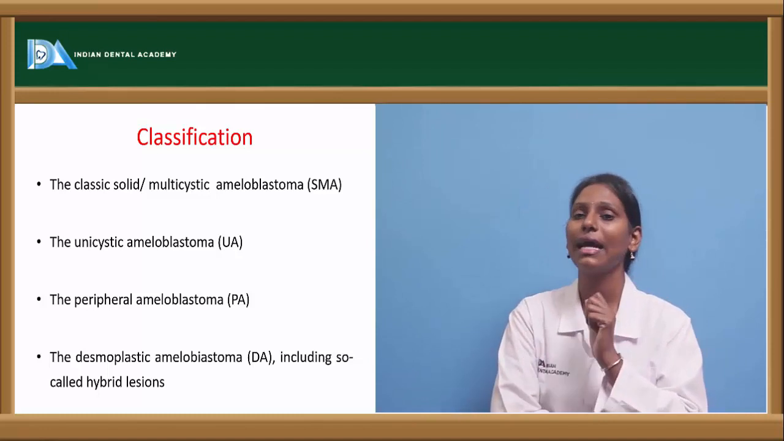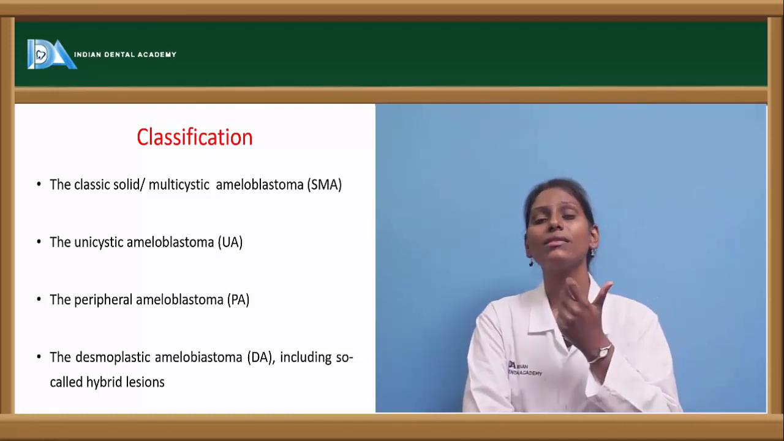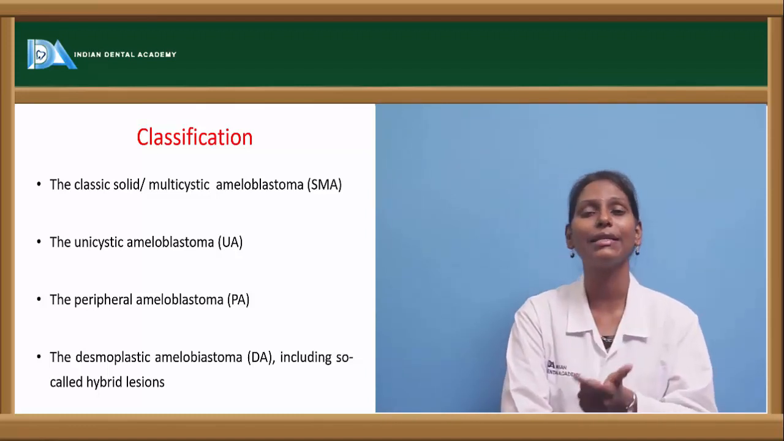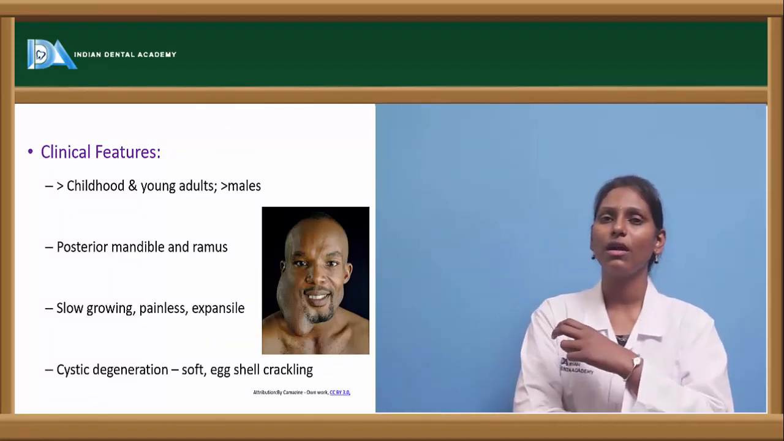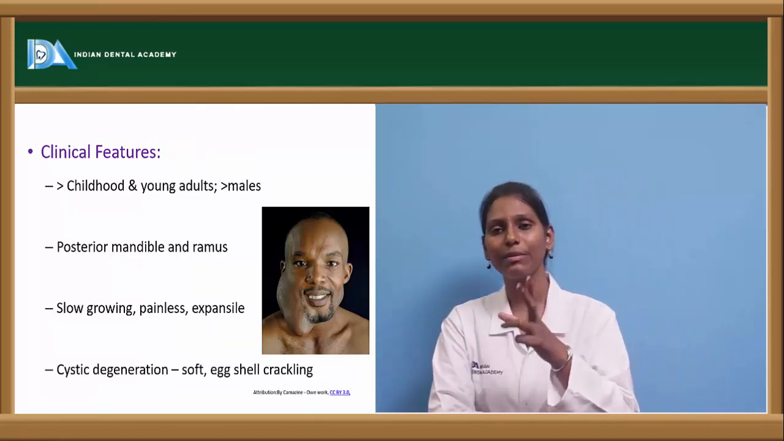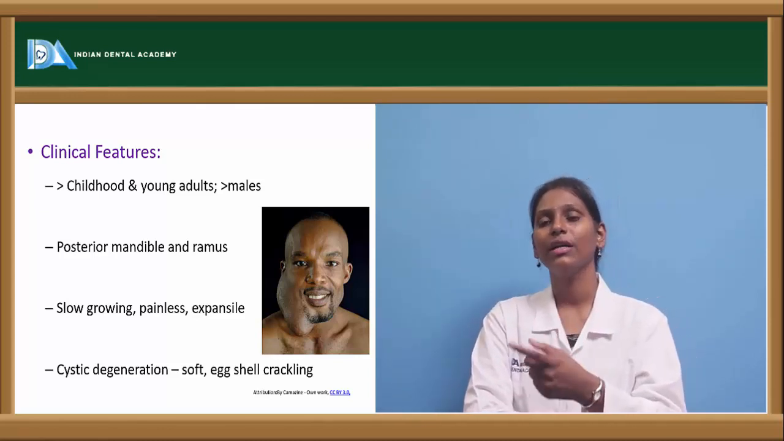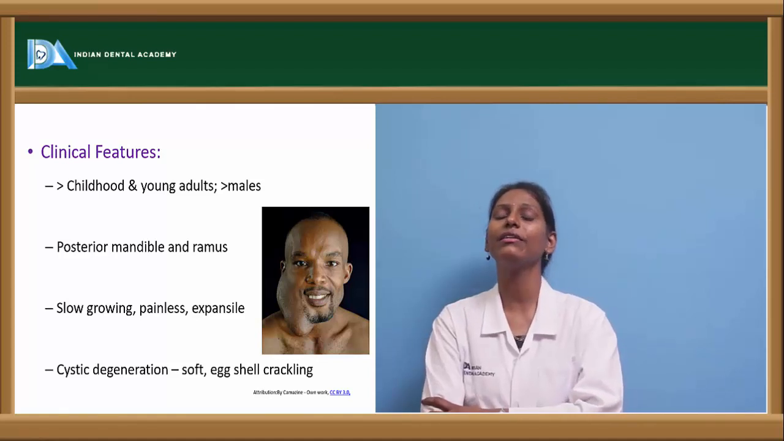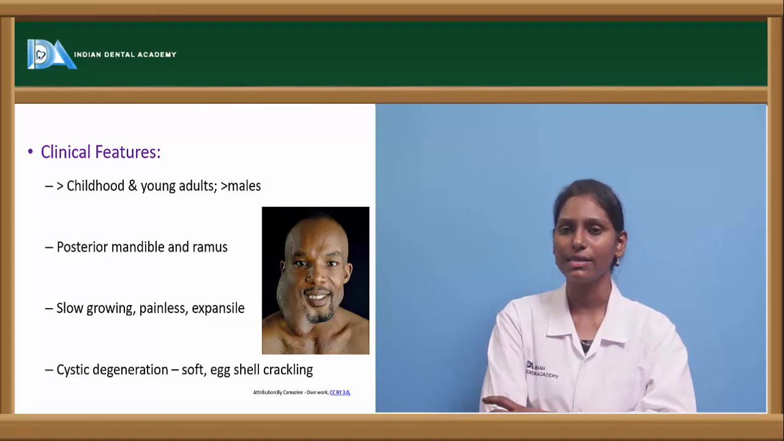Among these, granular ameloblastoma is known to be the more aggressive type, whereas the desmoplastic one is known to have more malignant potential. Clinically, two types are more important for us: the cystic variant and the solid variant. In the cystic variant, we can obtain fluid on aspiration, whereas in the solid variant we cannot get any fluid on aspiration.